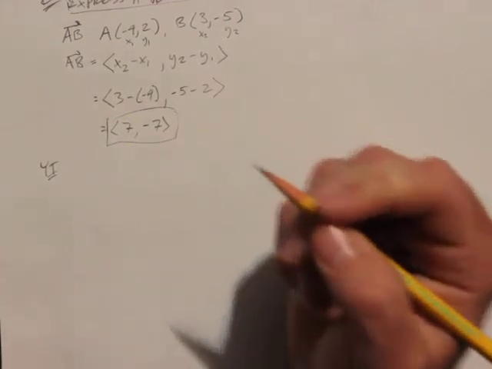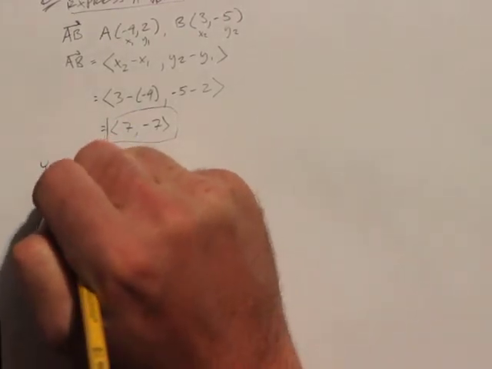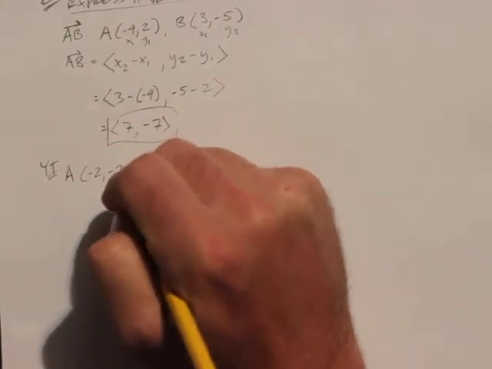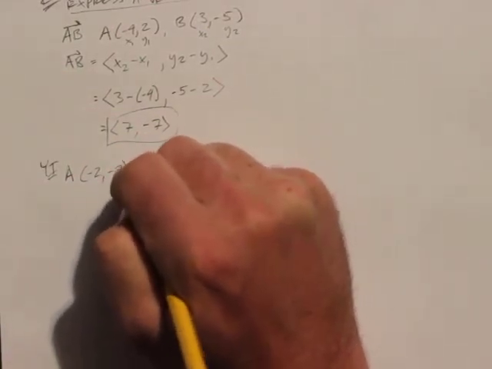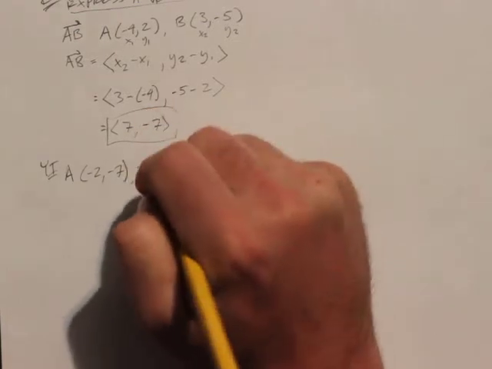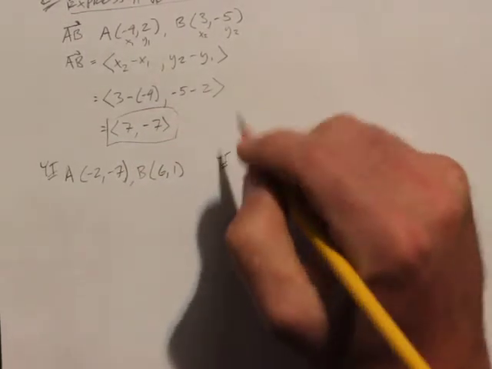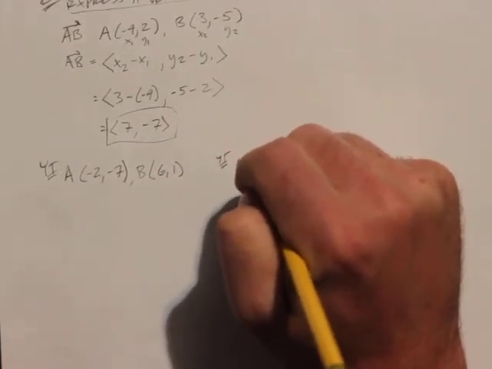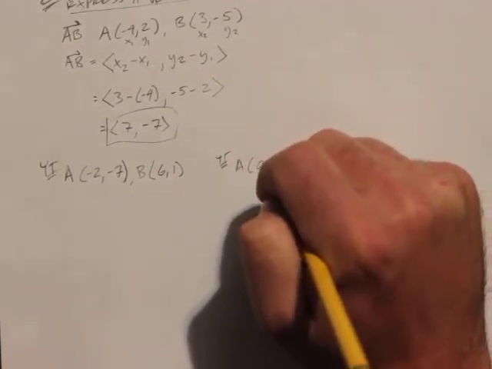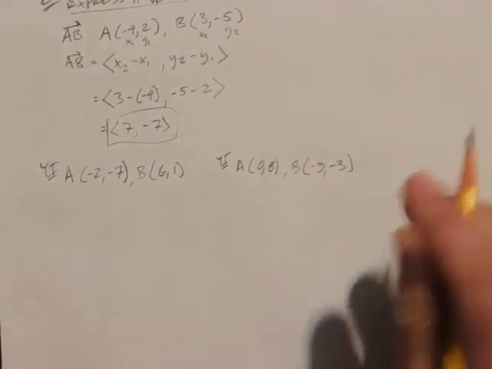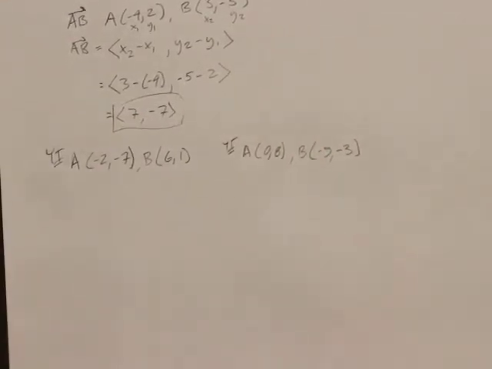So I'm going to give you two U-tries right off the bat. A is -2, -7. B is 6, 1, and then the other U-try, A is 0, 8, B is -3, -9. So at this point, I'd like you to pause the video and we'll come back and look at this.